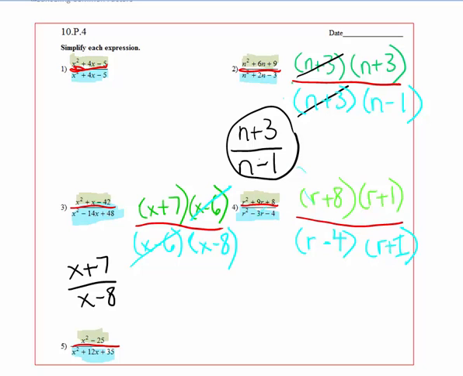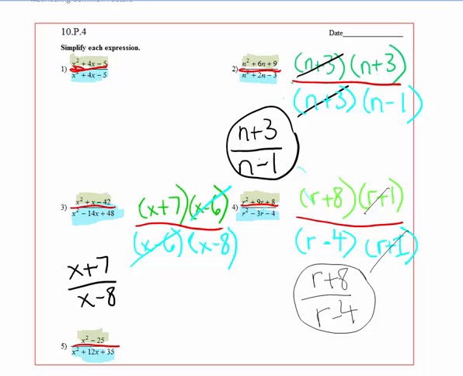Now, take a look. What do they have in common? You should see that r plus 1 appears in the top and in the bottom, so we can cross that out. And that's our answer, simplified. We can't do any more with that. So number 4 will simplify to r plus 8 over r minus 4.